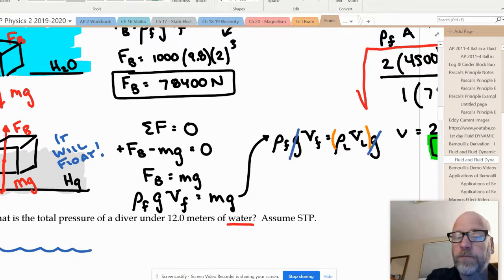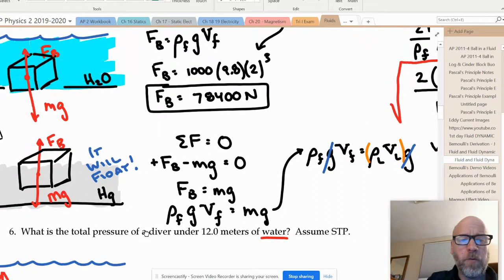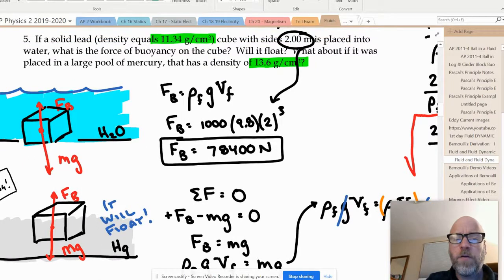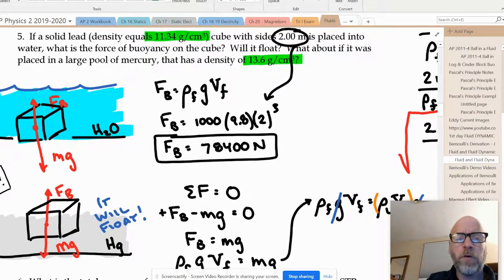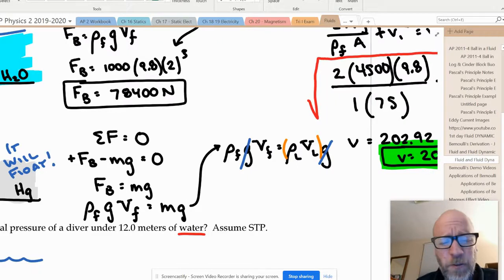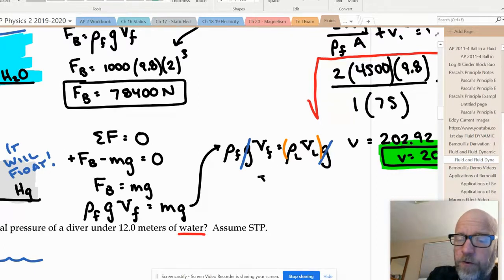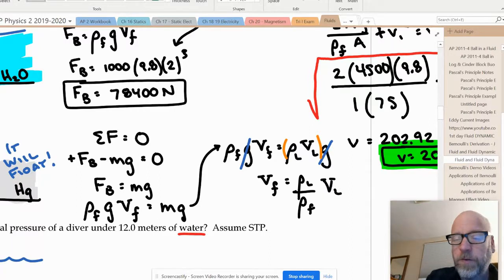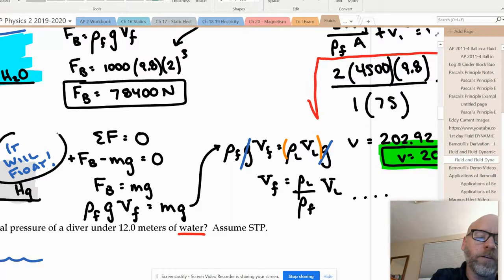Now watch what happens. The g's cancel out. And I'm looking for, will it float? Oh, wait a minute. This question didn't even ask. If I were to keep going, I could find that the volume of fluid displaced is going to be a ratio of their densities times the volume of the object. I guess I could have just stopped right there.